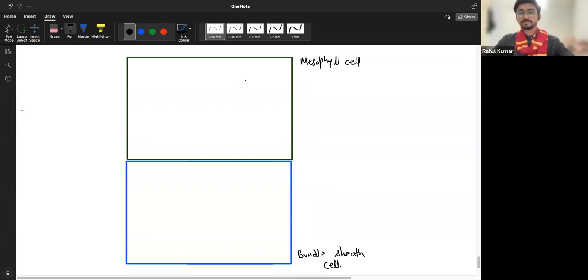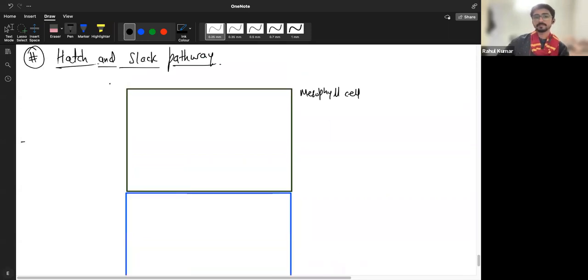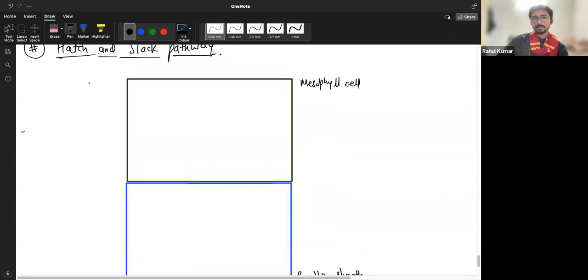Why do we call it mesophyll? These are simple, very basic things. If you do not find it, then come to me and I will tell you. So what happens is the CO2, I should say the atmospheric CO2, enters into the mesophyll cells.